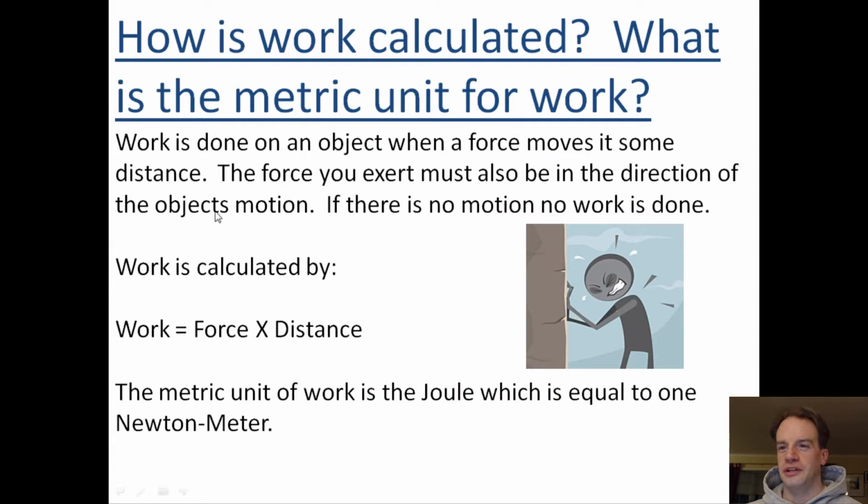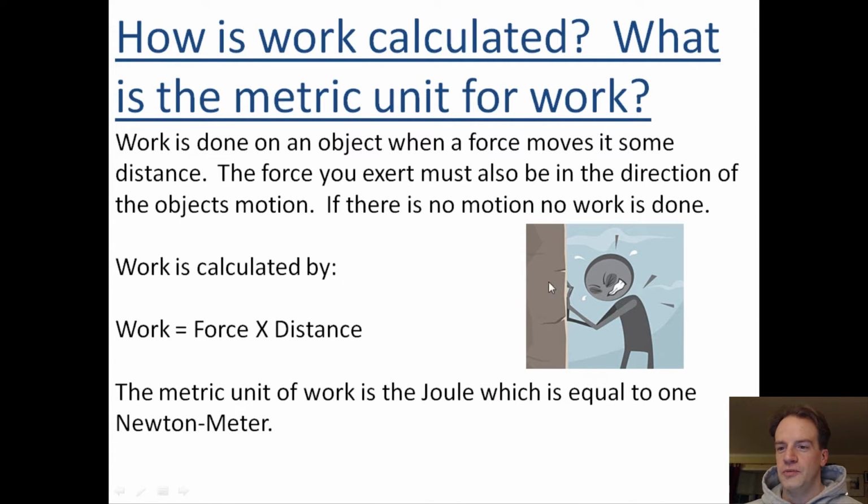How is work calculated? What is the metric unit for work? Well, work is done on an object when a force moves it some distance. And the force you exert must also be in the direction of the object's motion. If there is no motion, no work is done.